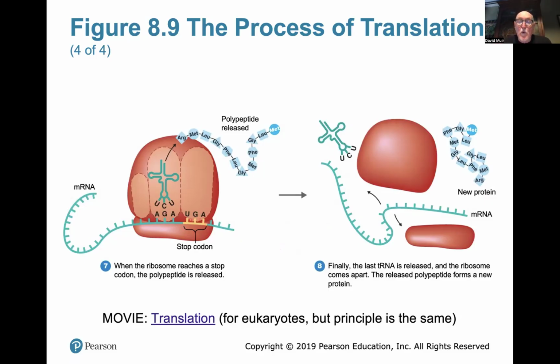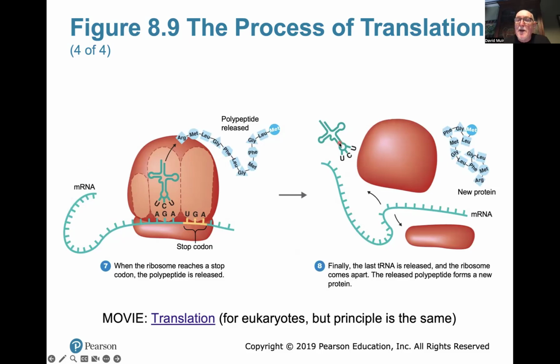But when that stop codon is placed in the empty A site, no anticodon matches it. No tRNA matches this stop codon. Instead, a set of proteins called the releasing factors is brought in, and these cause the whole complex to fall apart. The polypeptide is released, the ribosome halves are released, and the last amino acids are released.